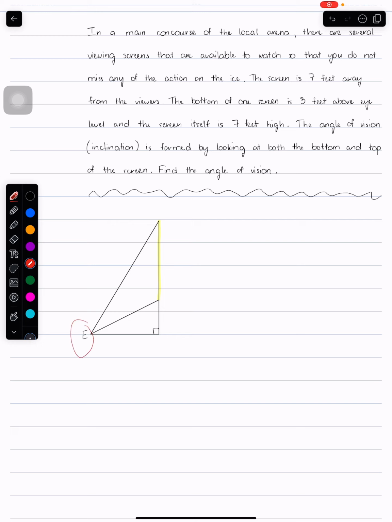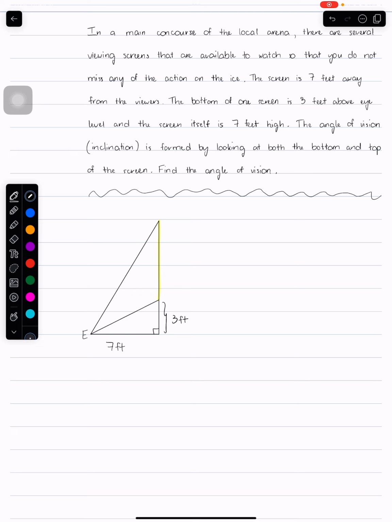This one is for the eye level of the viewers, and on the screen I'm gonna highlight it in yellow. There are a couple of screens in here. Based on the description of the problem, the screen is 7 feet away from the viewers. So this is 7 feet away from the viewers. And then the bottom of the one screen is 3 feet above eye level. So this little height in here would be 3 feet above the eye level.